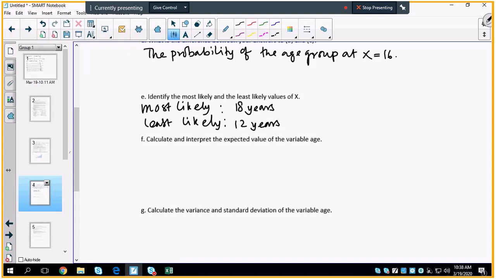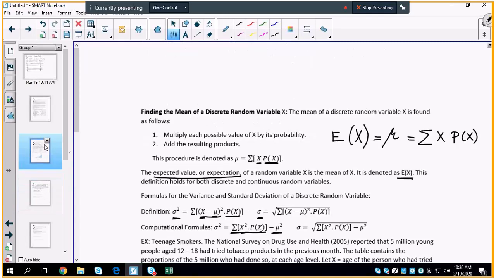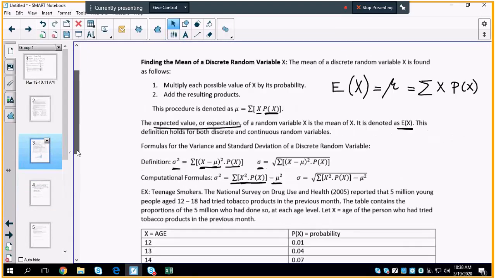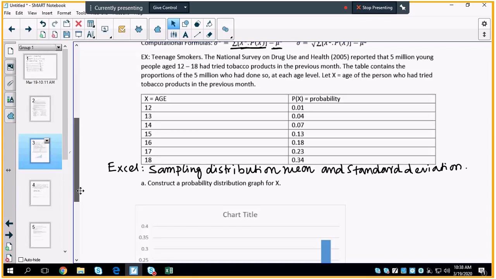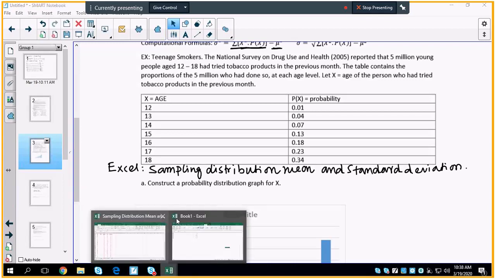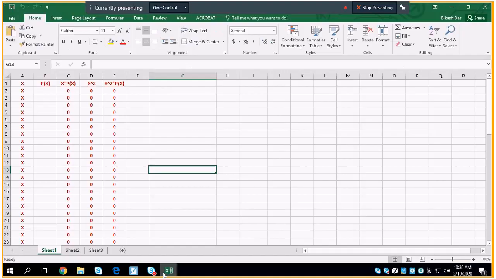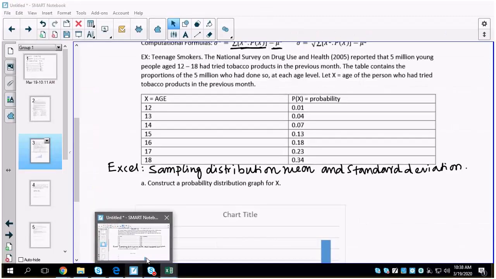Pretty simple. Calculate and interpret the expected value of the variable age. So now we are going to calculate and interpret the expectation. The calculation is pretty simple. We're just going to use the Excel spreadsheet and input this information. So let's go ahead to the Excel spreadsheet and input all the information there.